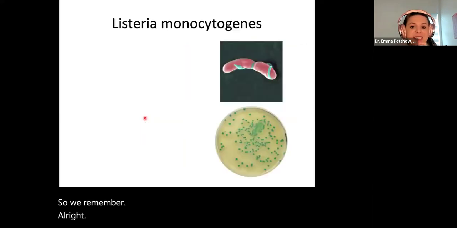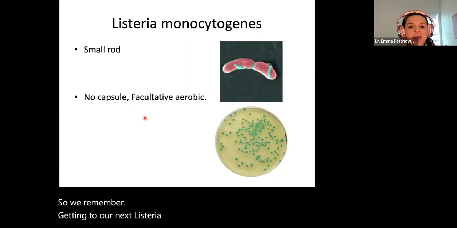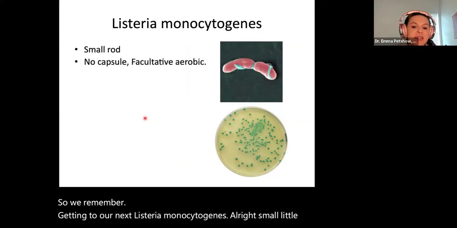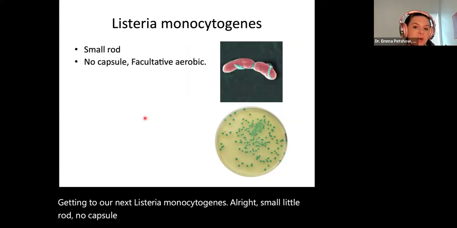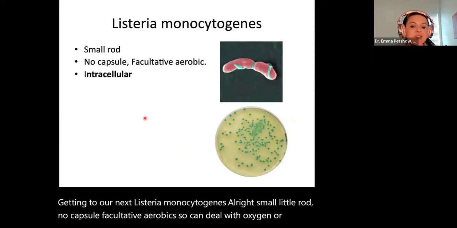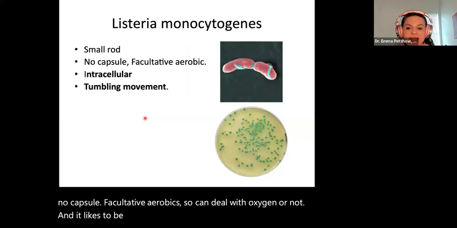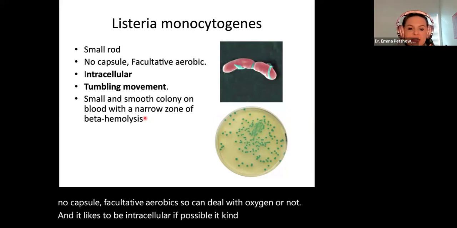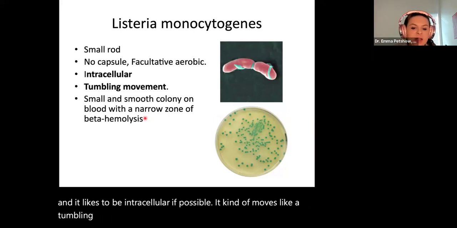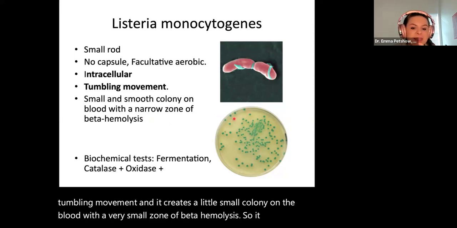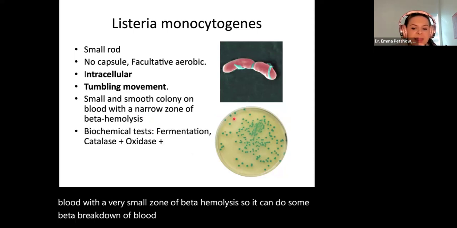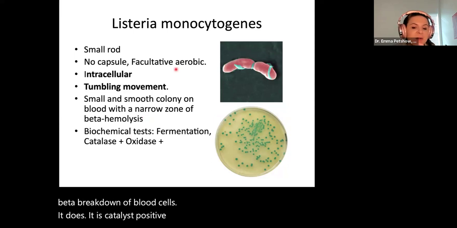Getting to our next, Listeria monocytogenes. All right. Small little rod, no capsule, facultative aerobic, so it can deal with oxygen or not. And it likes to be intracellular if possible. It kind of moves with a tumbling movement, and it creates a small colony on blood agar with a very small zone of beta hemolysis. So it can do some beta breakdown of blood cells. It is catalase positive and oxidase positive, which is why it can deal with oxygen.